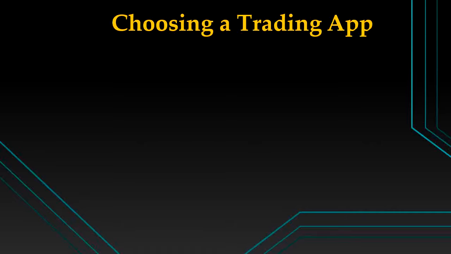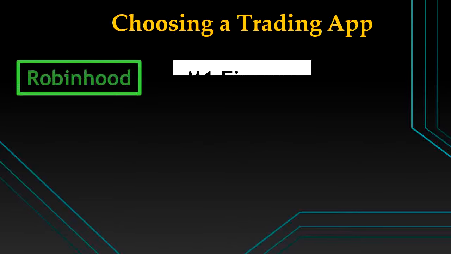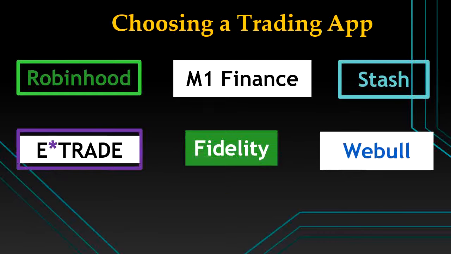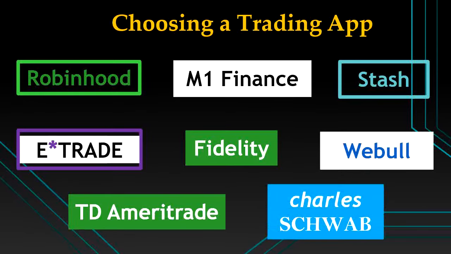Today we're going to discuss choosing a trading app. You know, there are many trading applications out there, such as Robinhood, M1 Finance, Stash, eTrade, Fidelity, Webull, TD Ameritrade, Schwab, and there are lots of others. But which one is best for you? What best suits your trading style and your trading strategy? This video will help you decide which app is best for you.